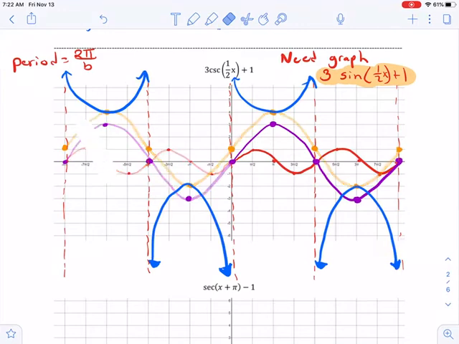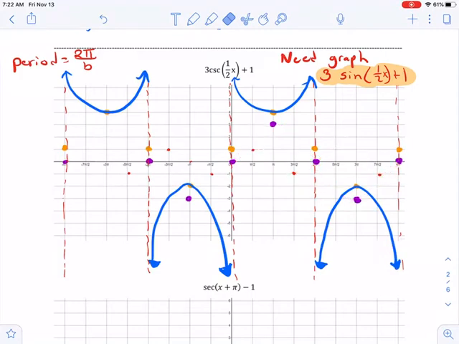But I could also, we could erase the graphs that we were doing to build it. So if somebody was really wanting to see what the graph of 3 cosecant 1/2 x plus 1 looks like, it would just be that blue graph that I have left over.